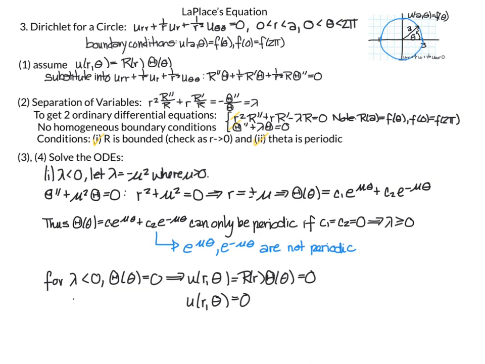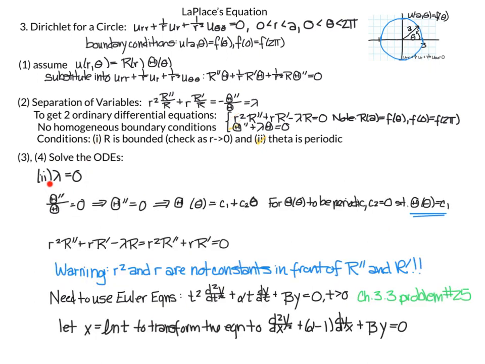So then when you try to make your u of r, theta, that's going to be r times capital Theta, so u of r, theta is also equal to 0 for lambda less than 0. At this point, I don't even need to solve for r because I already have u of r, theta equals 0. Next, I'm going to look at lambda equals 0.